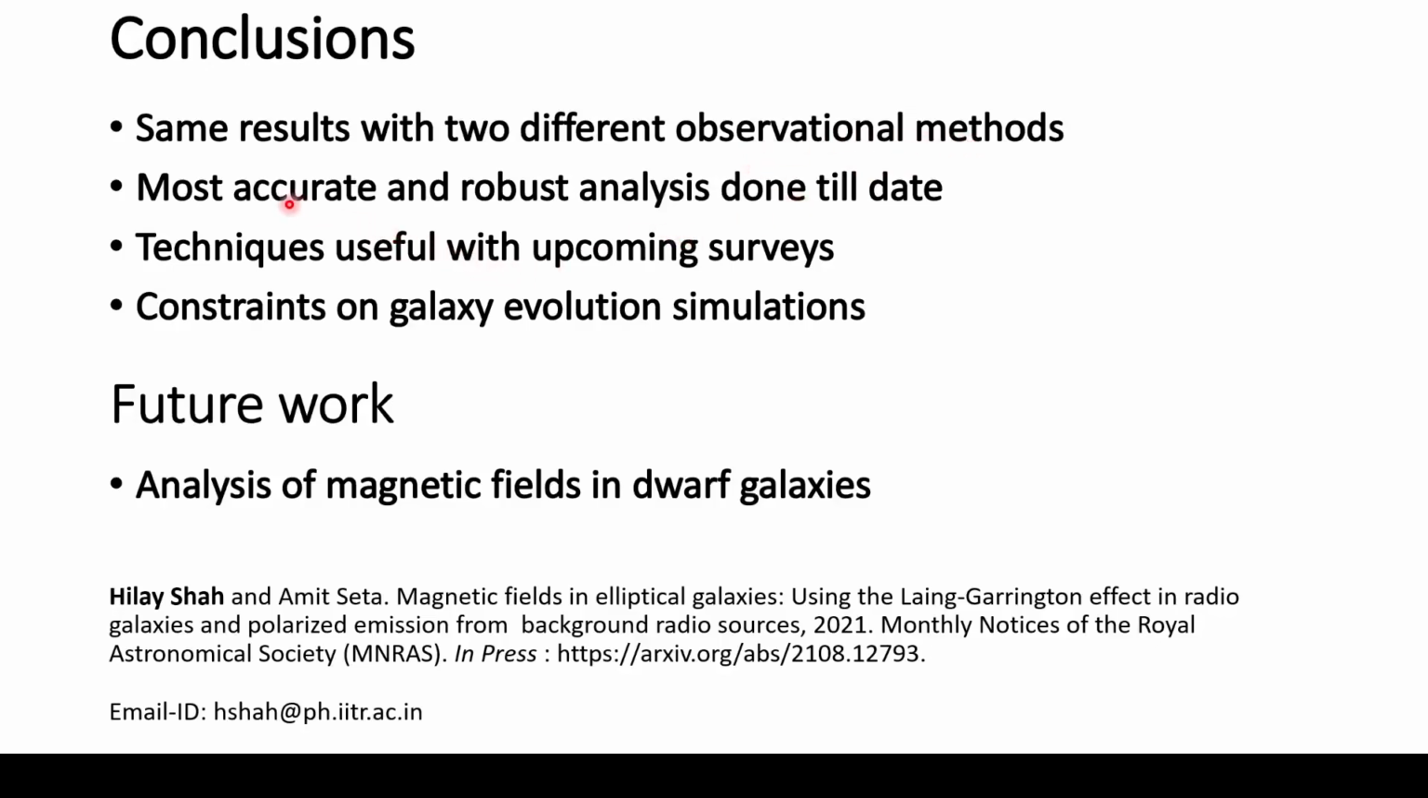This is the most accurate and robust analysis done till date because it uses the latest datasets. These techniques described in this presentation could be useful with upcoming surveys like SKA, which will provide plenty of data for the radio sources with less error values. Additionally, the values that we obtain for the magnetic fields can be used to constrain the galaxy evolution simulations.